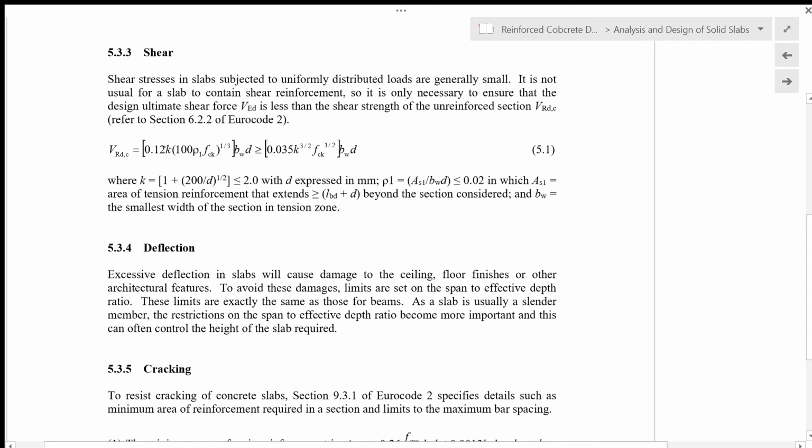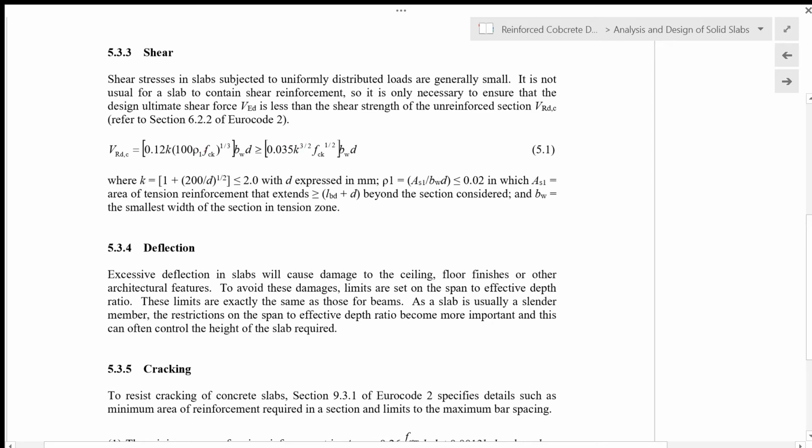So in this equation here, k is given by 1 plus the square root of 200 over d, which is 200 over d to the power of half. And this k value should not be more than 2. Okay, if the calculated value is more than 2, then you just use the maximum value of 2 in this equation. Same as for this k value, which is to the power of 3 over 2.